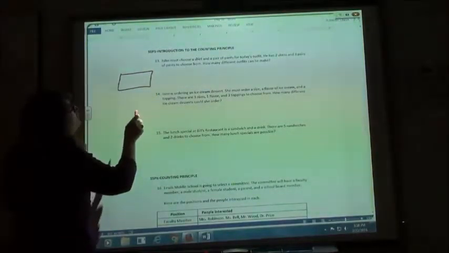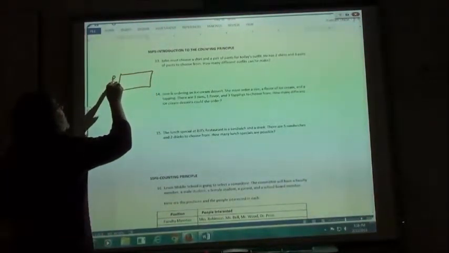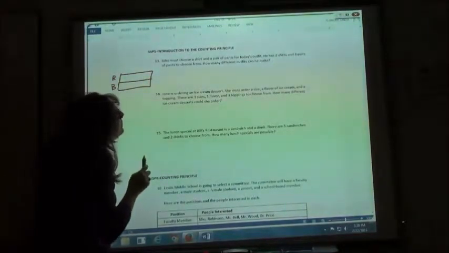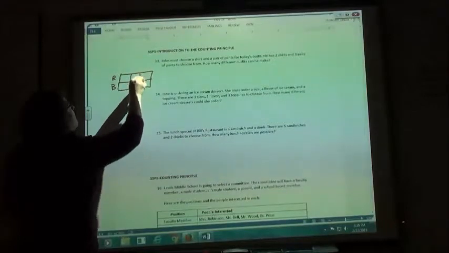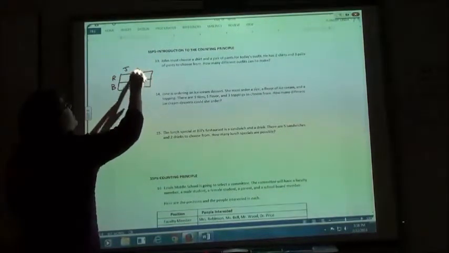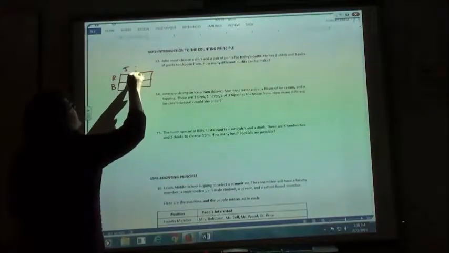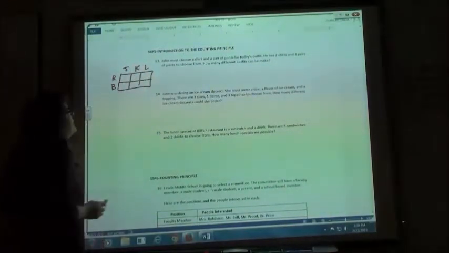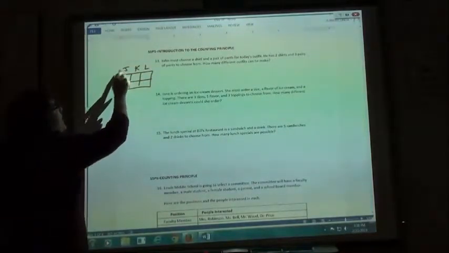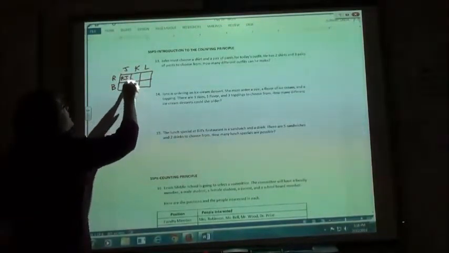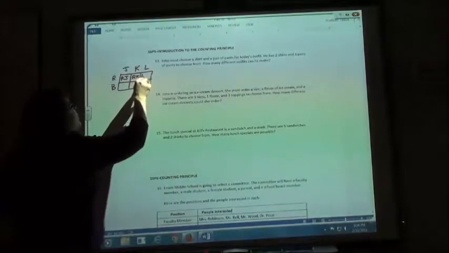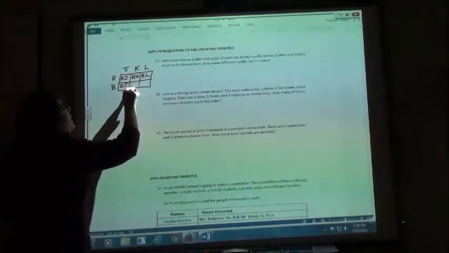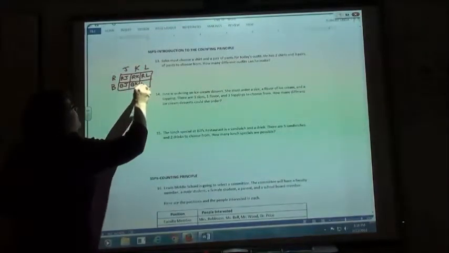I have 2 shirts. Maybe one's red and one's blue. And I have 3 pairs of pants. I've got my jeans, I've got my khaki pants, and heck, maybe I have a pair of leggings. So, I can either wear my red shirt with my jeans, my red shirt with my khaki pants, or my red shirt with my leggings. I could wear my blue shirt with my jeans, my blue shirt with my khaki pants, or my blue shirt with my leggings.